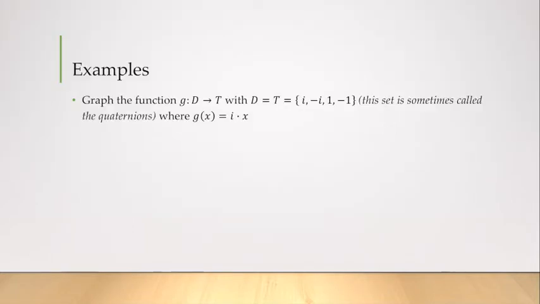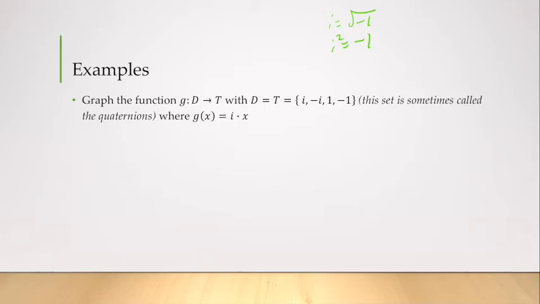So let's work through some examples of functions. Let's graph the function g from the domain to its target, where our domain and our target are i, negative i, 1, and -1. Remember, i equals the square root of -1, so i squared is -1. This set is sometimes called the quaternions. It was one of my favorite things that we studied in abstract algebra. And let's let g of x be i times x.